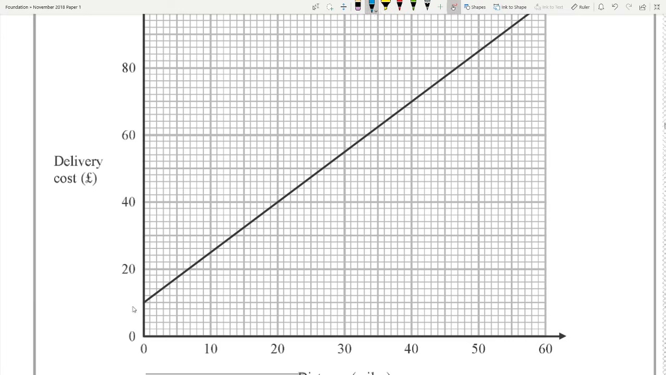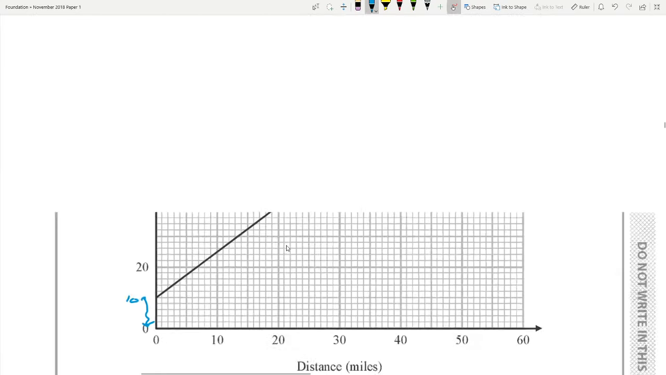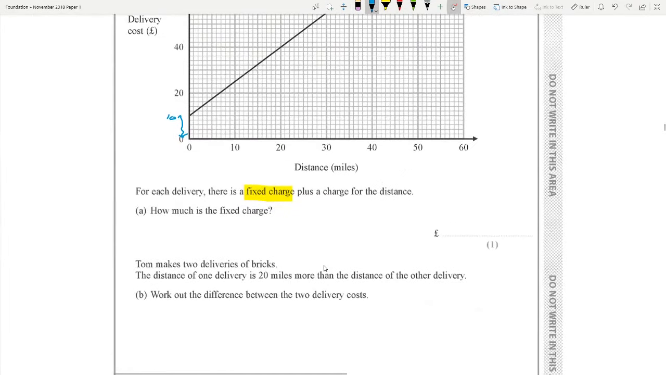Now look where the line starts. It doesn't start at the origin. It starts slightly above, isn't it? So this value here represents the fixed charge. Sorry about my squiggly line. So looking very carefully, it's exactly halfway between 0 and 20, which is 10. Yeah, you got the answer, £10. So the fixed charge is just £10.